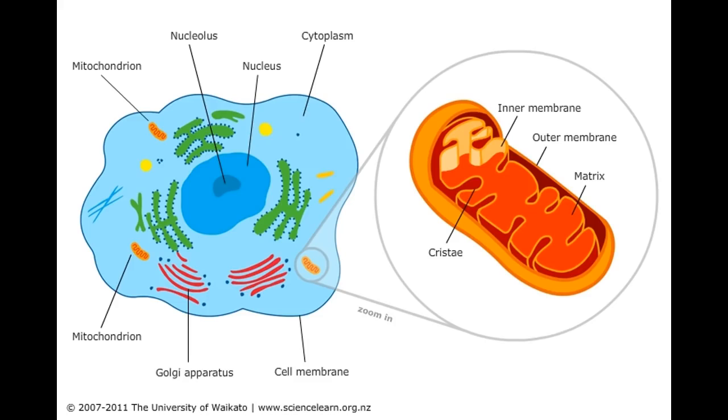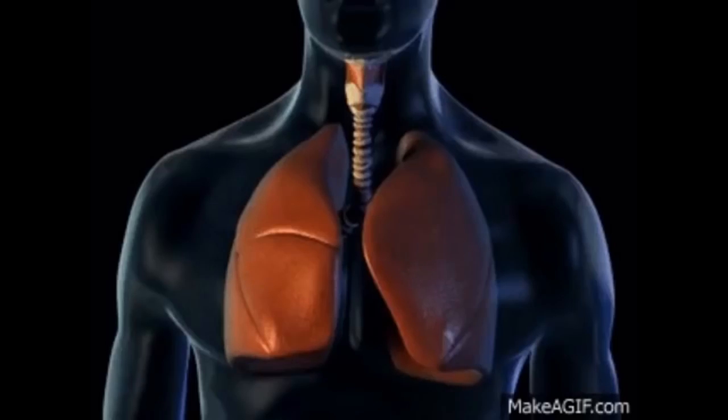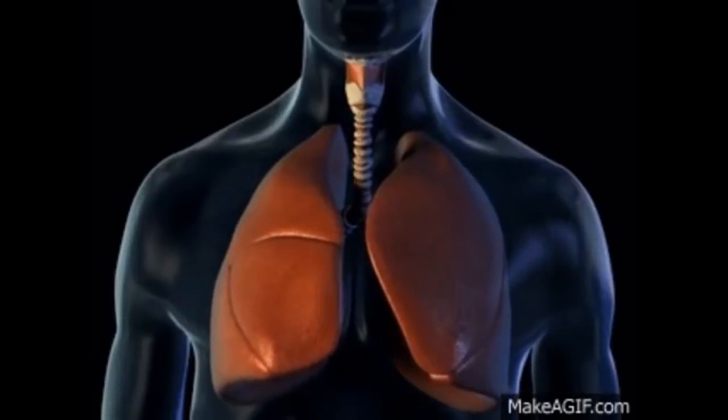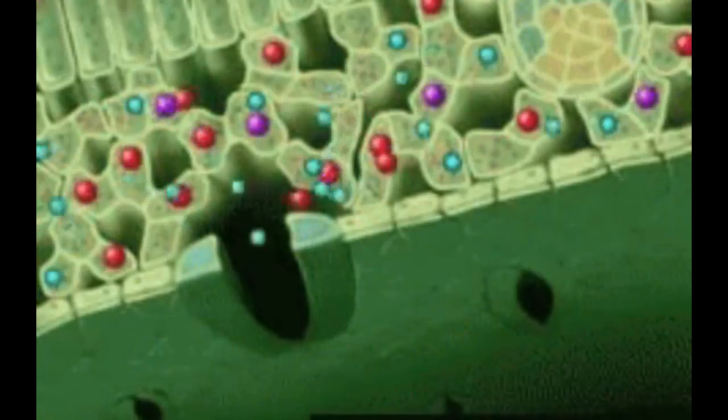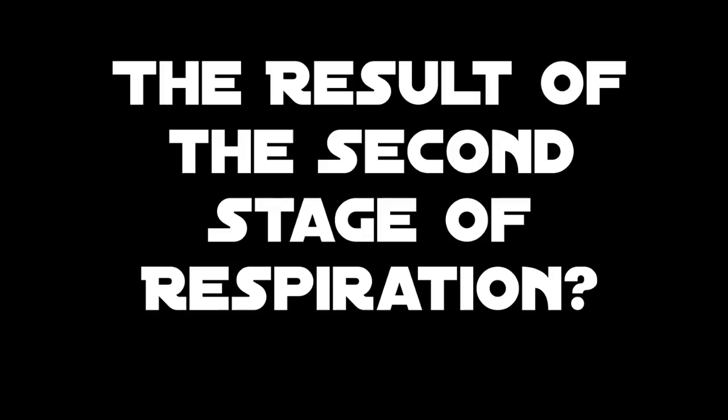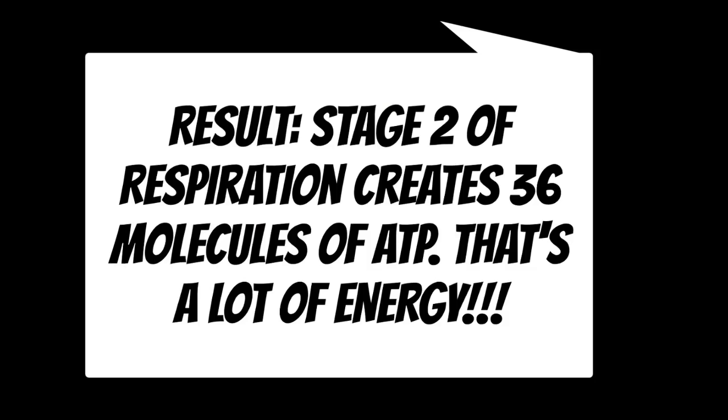The second part of cellular respiration occurs in the mitochondria, the powerhouse of the cell, and it requires oxygen. So whether you breathe with lungs, use gills, or take in your oxygen through your leaves like a plant, oxygen is necessary. So what is the result of the second stage of respiration? Lots of energy. Stage 2 of cellular respiration creates 36 molecules of ATP. Now that's a lot of energy.